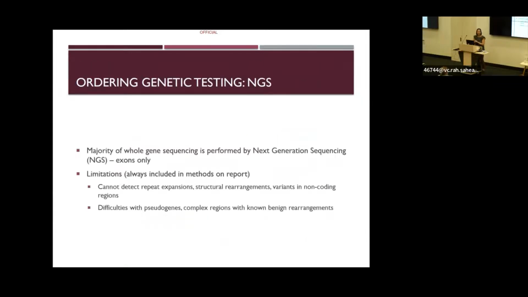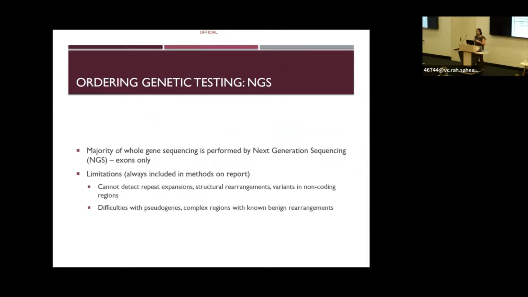So I want to talk about NGS testing because I think that is the majority of what clinicians will order. With Assay Pathology, the majority of our whole gene sequencing is performed by next generation sequencing, and we do the exons only. As with any kind of testing, there are always limitations. We always pop them in the teeny tiny fine print down the bottom, but to just mention: we can't detect repeat expansions. We can't look at structural rearrangements with NGS, and we don't see any variants in non-coding regions because we're just looking at exons.